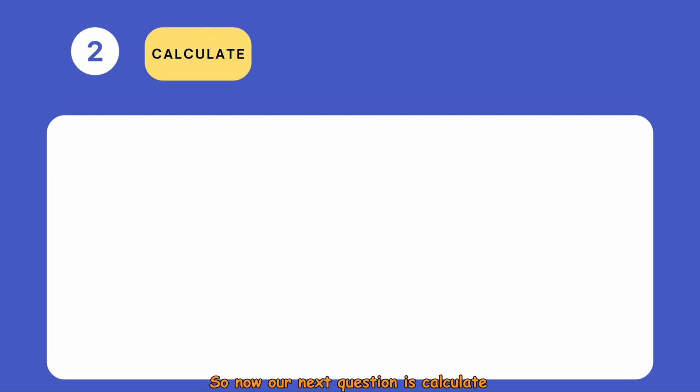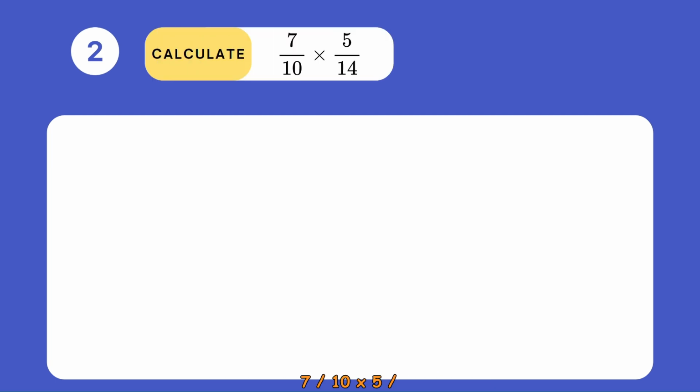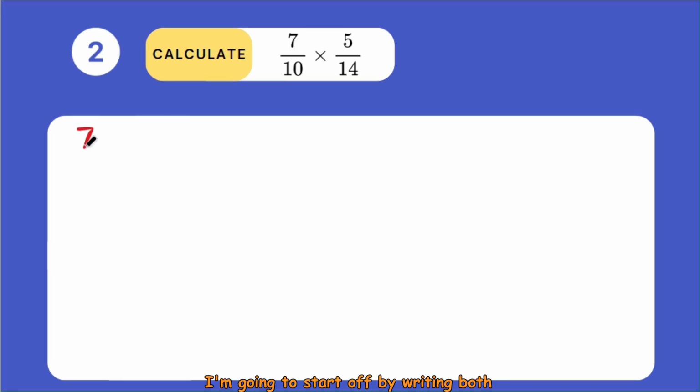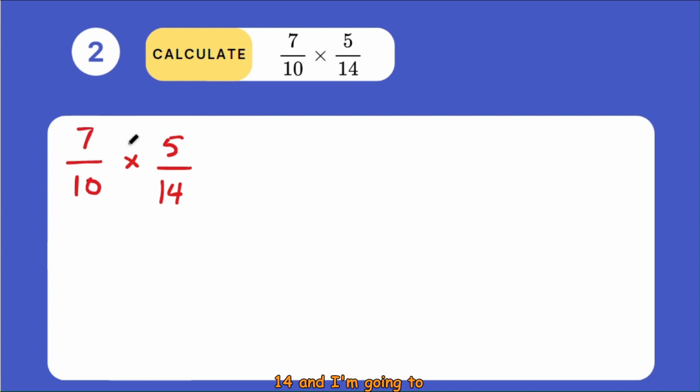So now our next question is, calculate 7 over 10 times 5 over 14. Now I'm going to start off by writing both the fractions again. 7 over 10 times 5 over 14. And I'm going to multiply both the numerators together and then both the denominators together. So 7 times 5 is equal to 35 and 10 times 14 is equal to 140.